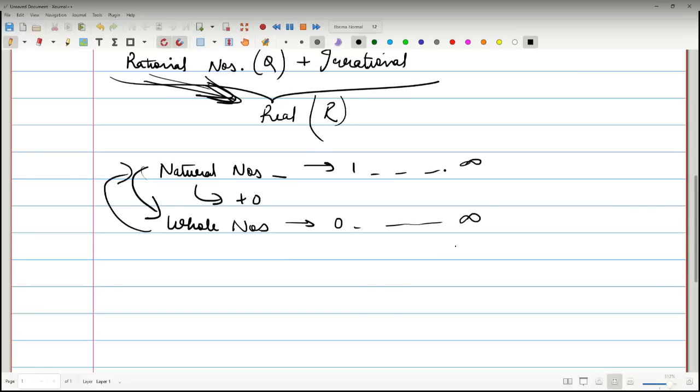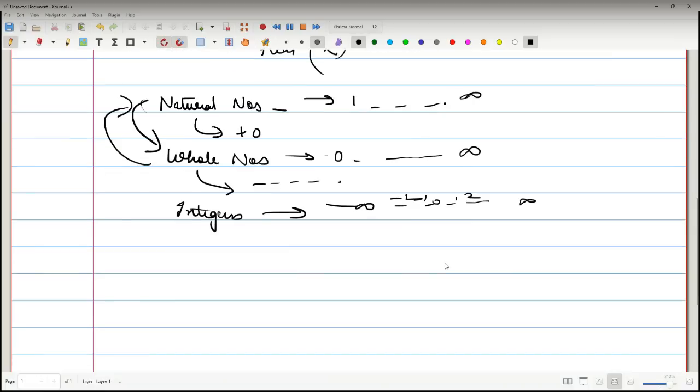Now, when I include negative numbers into whole numbers, it becomes integers. Therefore, integers will have everything from minus infinity to positive infinity. You have 0, 1, 2 also, and -1, -2 also. This means integers are bigger than whole numbers and bigger than natural numbers. That is fine?